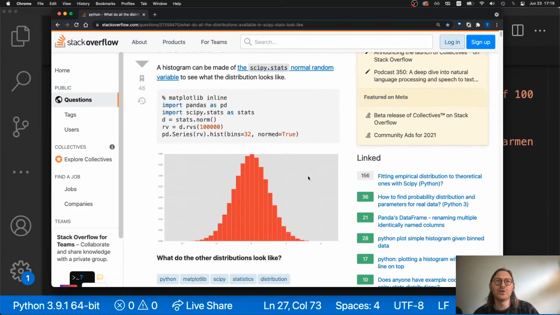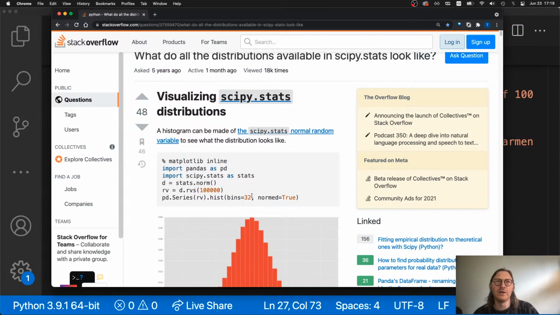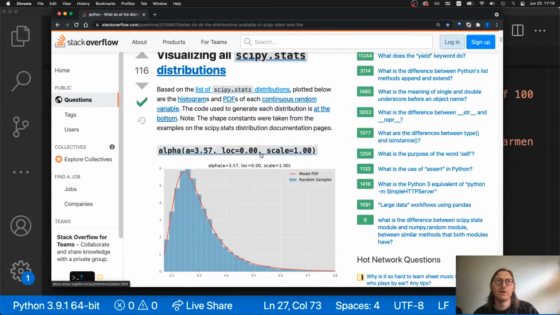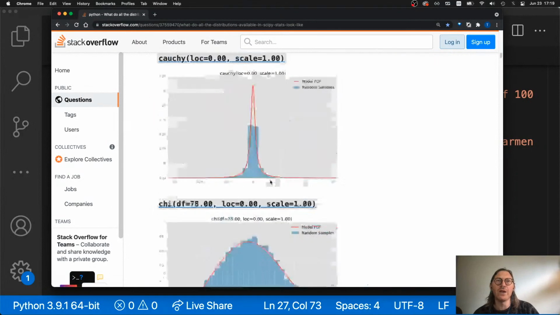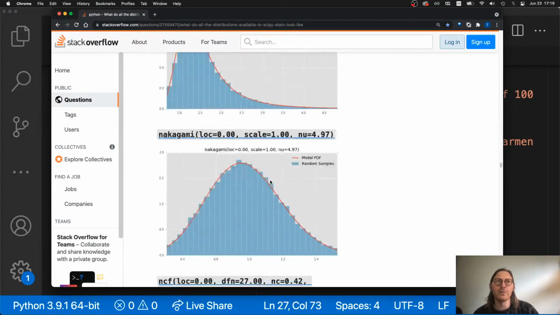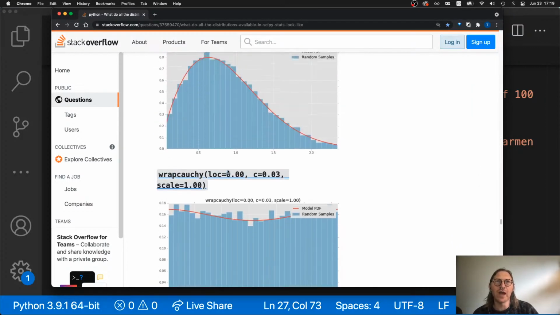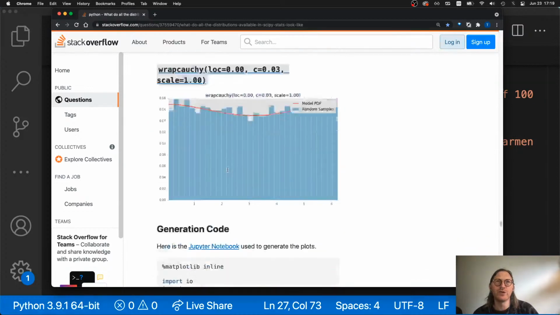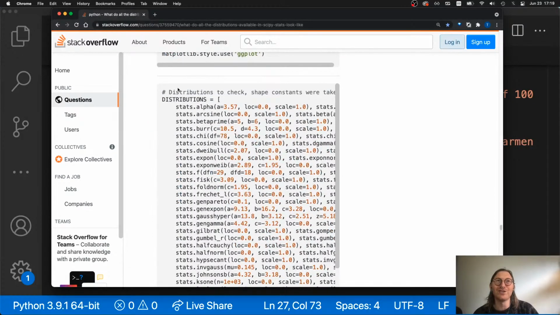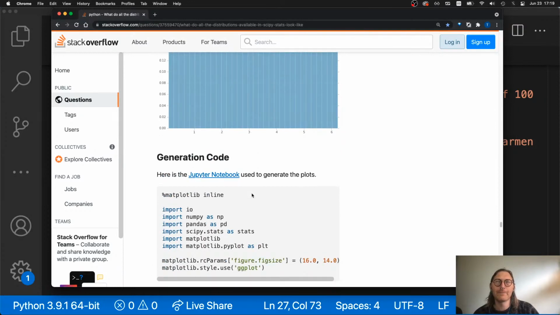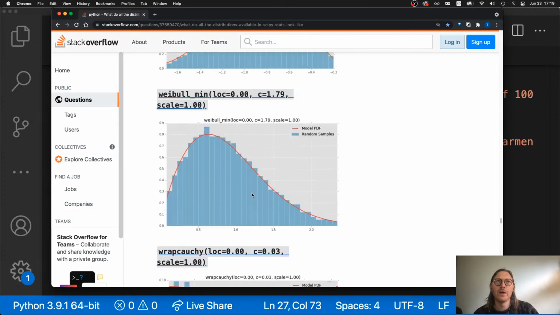So this is a normal distribution that's been put into a histogram of 32 bins. I think all the code to generate this is down at the bottom. But these are all different distributions. Notice that there are a lot of them. We've got the Cauchy distribution, Weibull distribution. Here's the code that will actually generate all these if you have SciPy installed, which you will if you're using Anaconda.